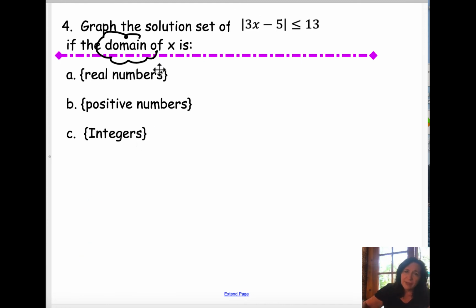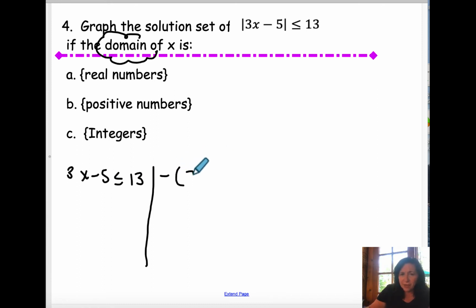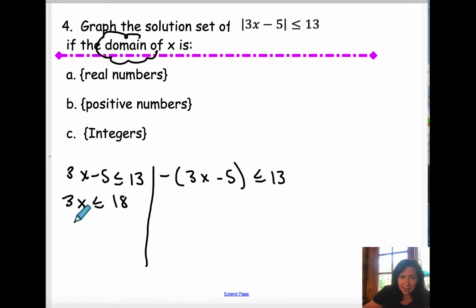So each one of these is a different answer. In solving this equation, I would split this up again because absolute values have 2 solutions. We have 3x minus 5 is less than or equal to 13, and we have the opposite of 3x minus 5 is less than or equal to 13. So I'm going to add 5. I get 3x is less than or equal to 18, x is less than or equal to 6.